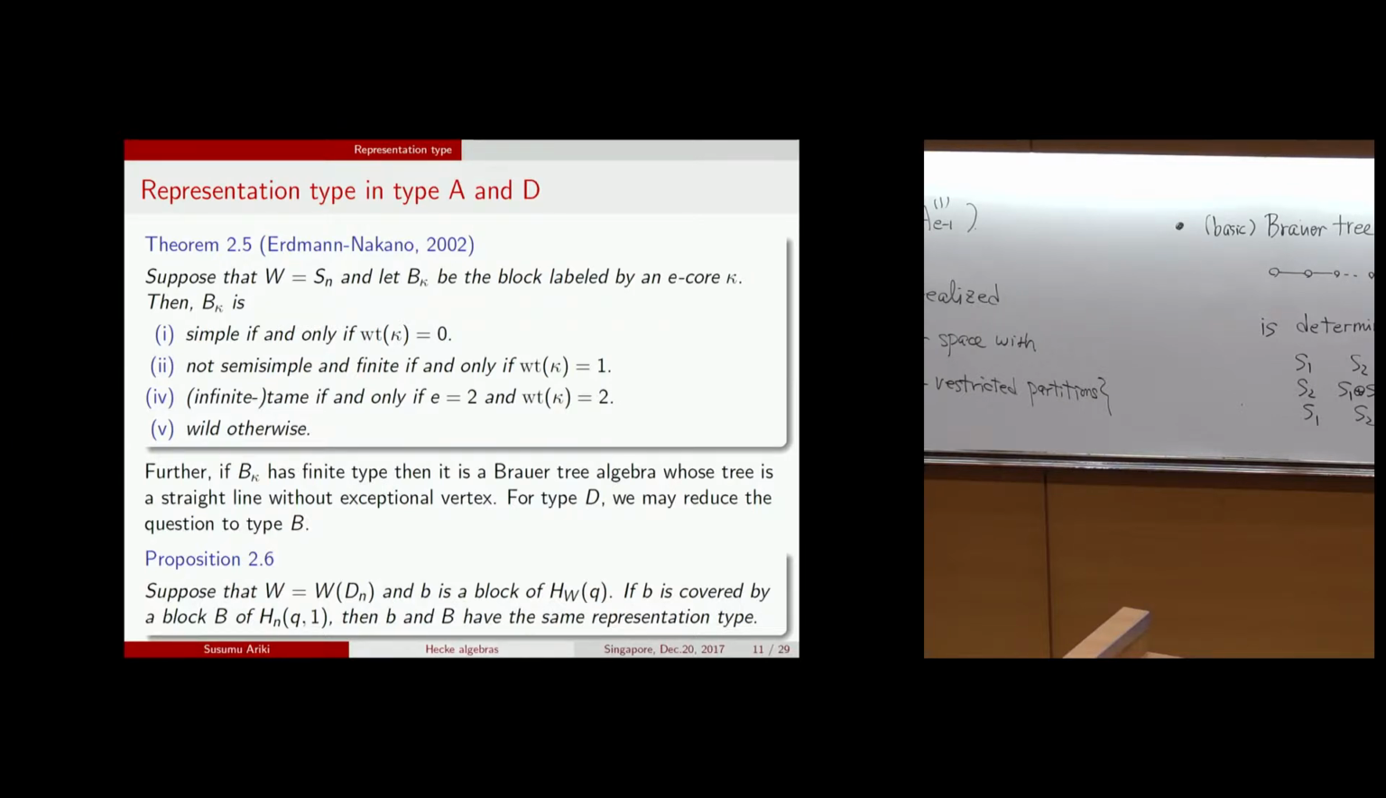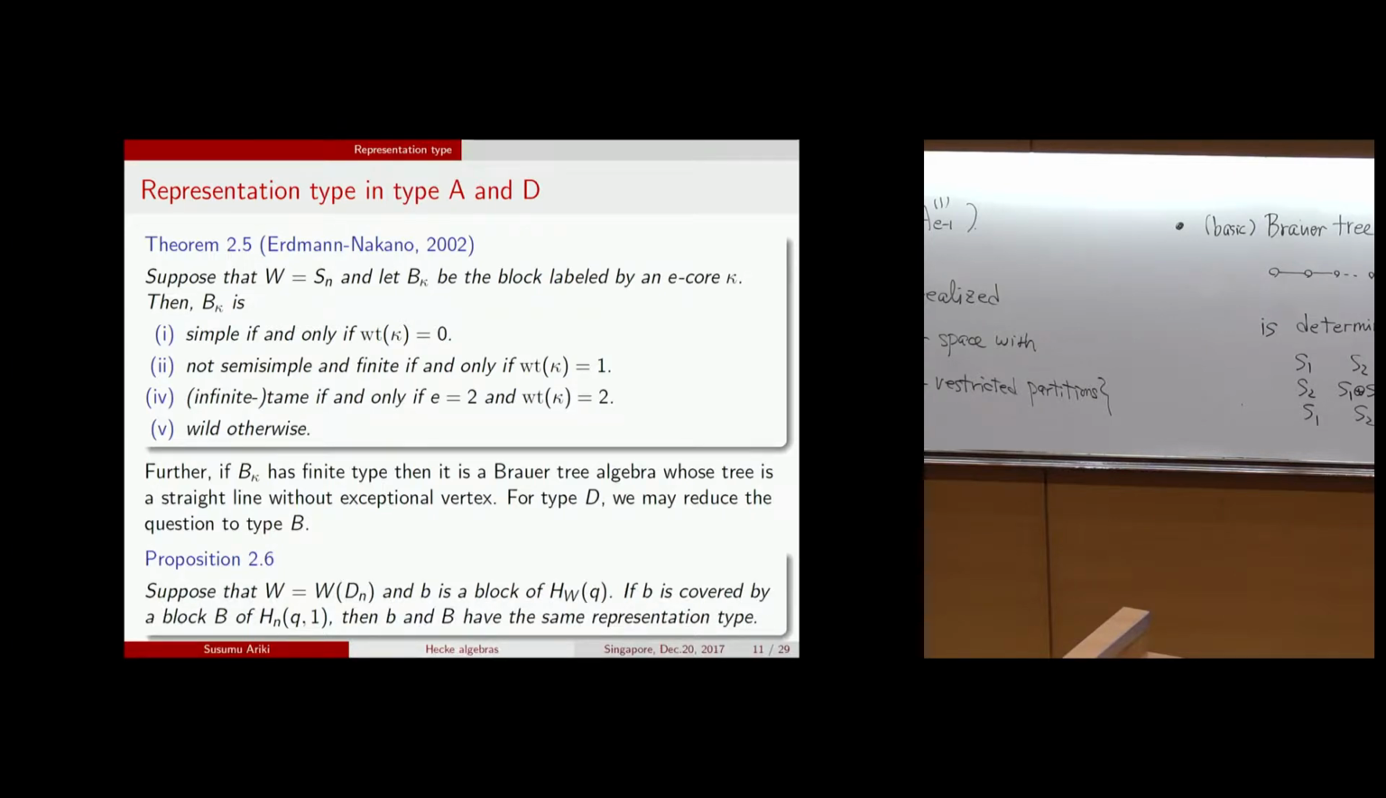And for type D, we reduce the question to type B. This is the proposition. Suppose that W is a Weyl group of type D, and b is a block of the Hecke algebra. If b is covered by a block capital B of the Hecke algebra of type B, then small b and capital B have the same representation type. It is stated in a paper published this year, but the proof is not at all difficult. So basically, what we have to consider is the case where the Hecke algebra is of type B.